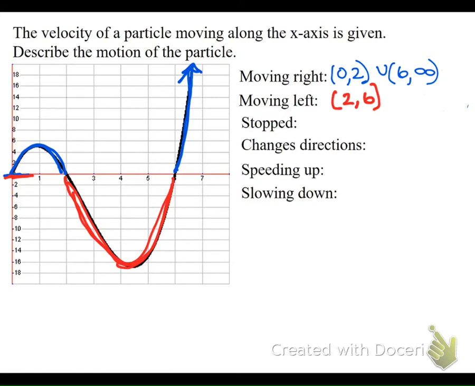Okay, well, if that's moving left and moving right, I'm going to skip stopped. Well, we can do stopped. Stop would be velocity of 0. So stopped would be at the beginning of this problem right here, here, and here. So the particle is stopped at t of 0, which is actually when it starts this problem, and 2 and 6. Now, changing directions, you have to actually change signs. So changing directions would be when it goes from positive to negative or negative to positive. And hopefully you can see that that only happens here and here, 2 and 6.